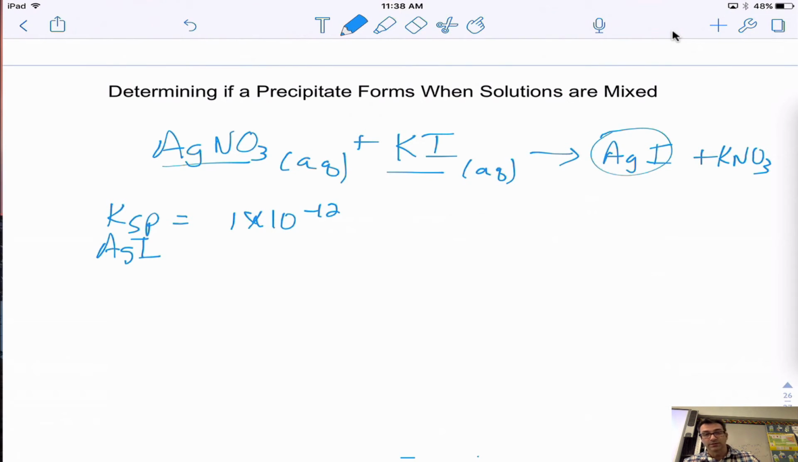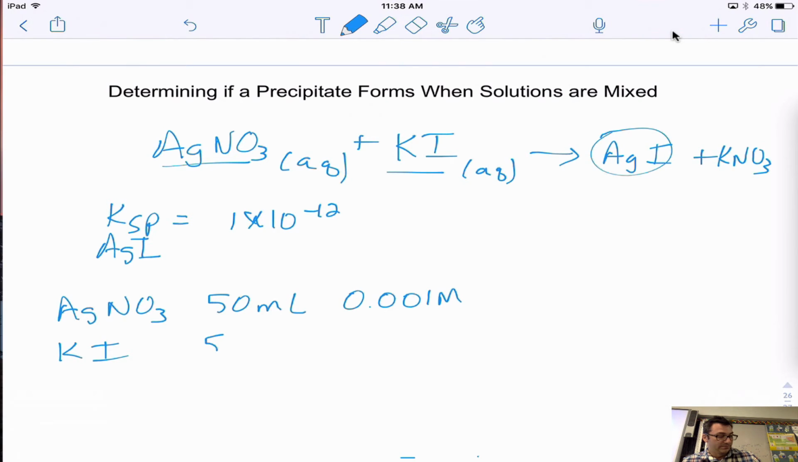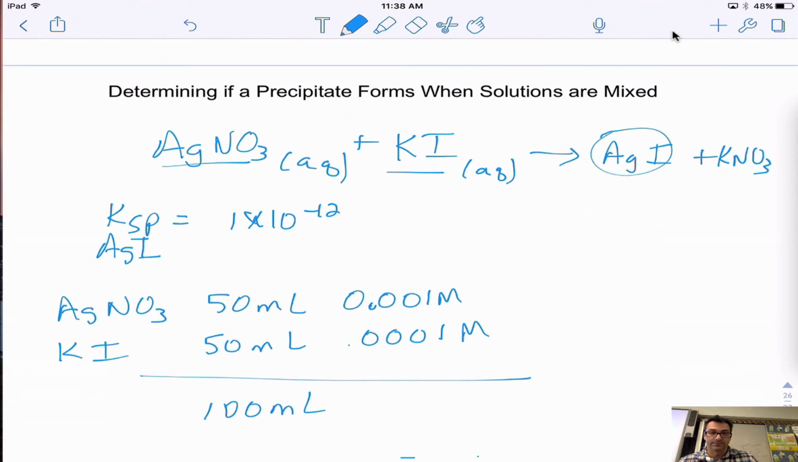And your first inclination is, well, yes. But the thing is that you need to have enough ions present for a precipitate to form. Let's say, for example, with the AgNO3, let's say that I use 50 milliliters of it and 0.001 molar. And let's say for KI, I do 50 milliliters and I do 0.0001 molar. Now, I'm going to add these together. So I'm going to have a total of 100 milliliters. I basically diluted them out.